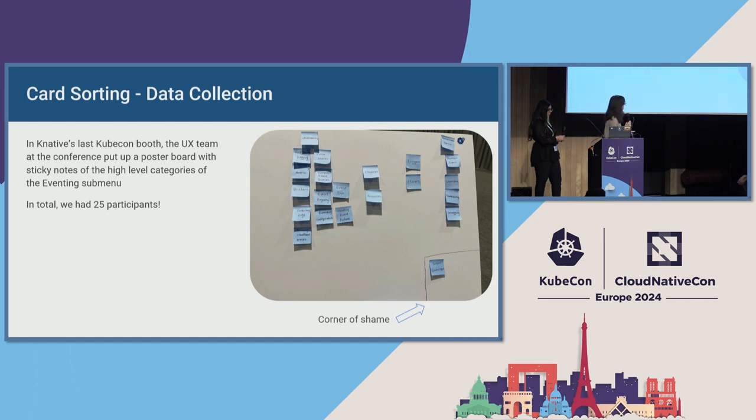And over here, we have a funny thing that I like to call the corner of shame, which is pointed out at the bottom right-hand corner. It's just a little corner where people can put sticky notes that they don't think are relevant. And I'll get into a bit more of why that's useful.